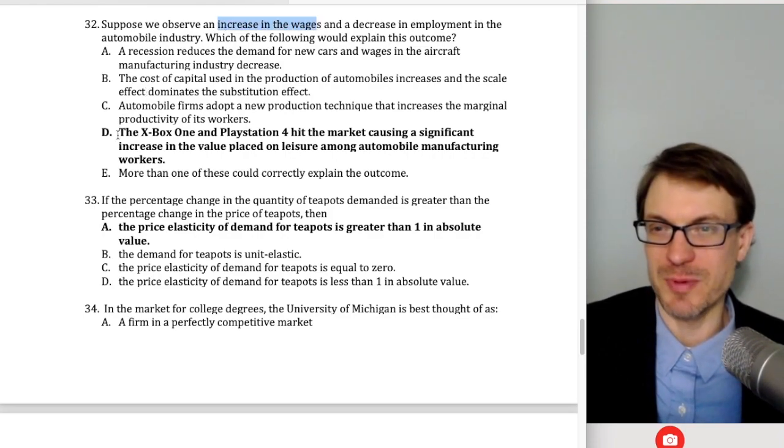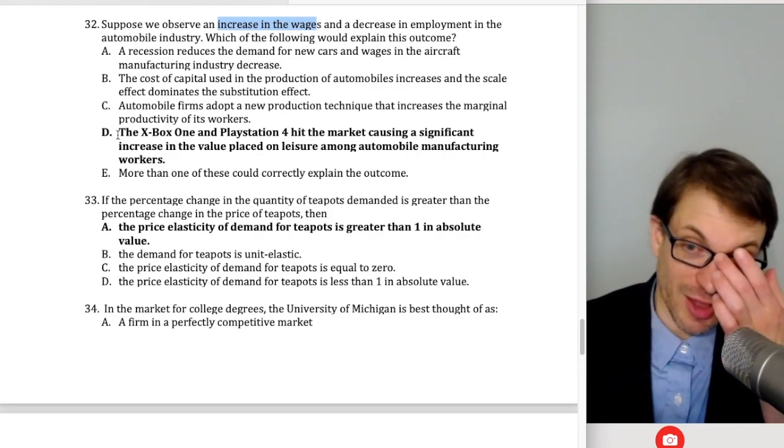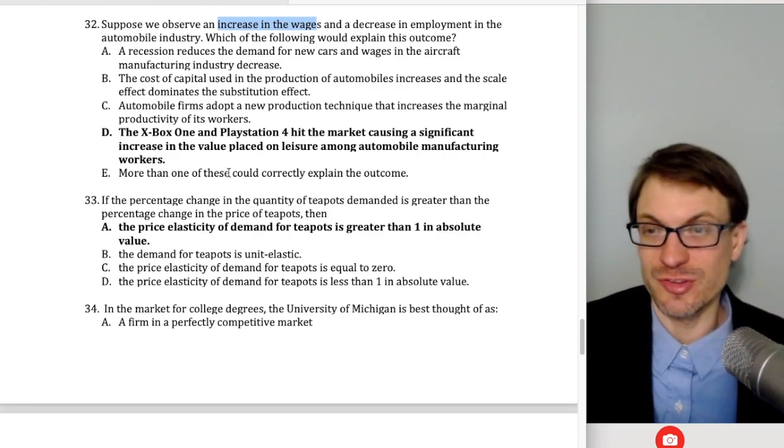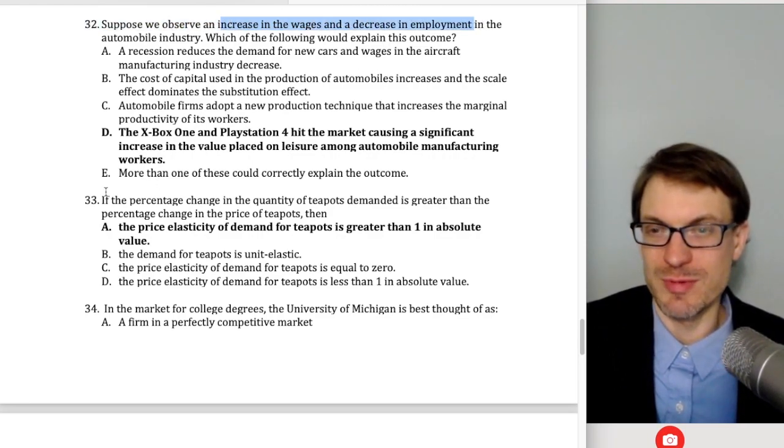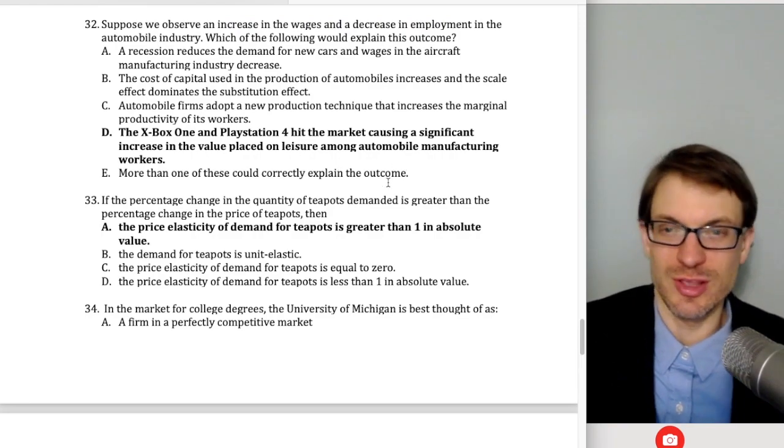Let's see. Xbox One and PlayStation 4, or Xbox X and PlayStation 5, hit the market and cause a significant increase in the value placed on leisure among automobile manufacturing workers. So that's a leftward shift to labor supply. Yeah, that'll give us an increase in wages and a decrease in employment. More than one of these could correctly explain the outcome? Nope, only D.